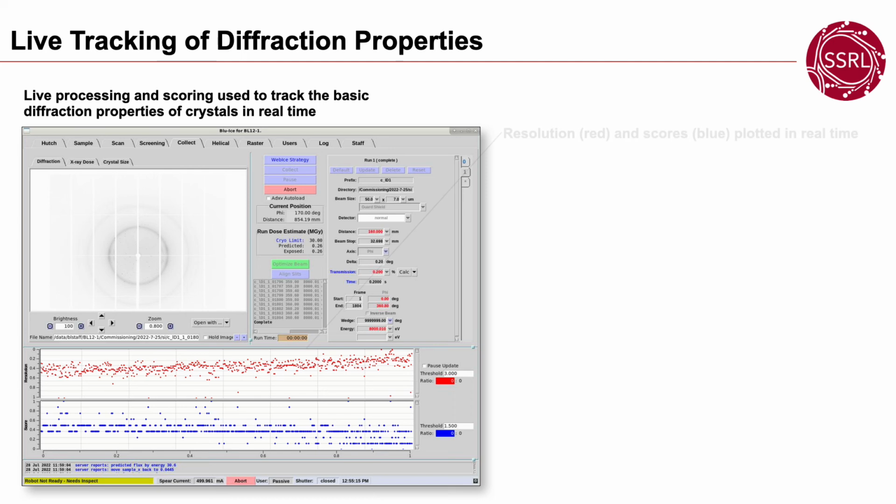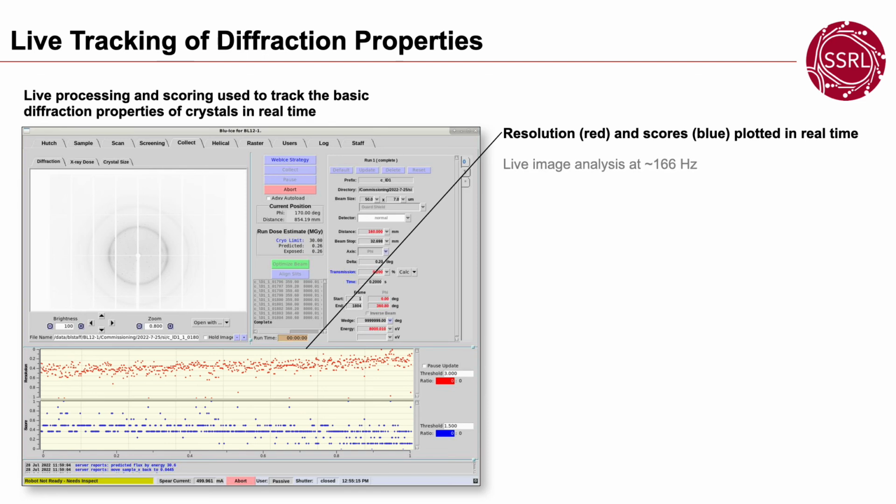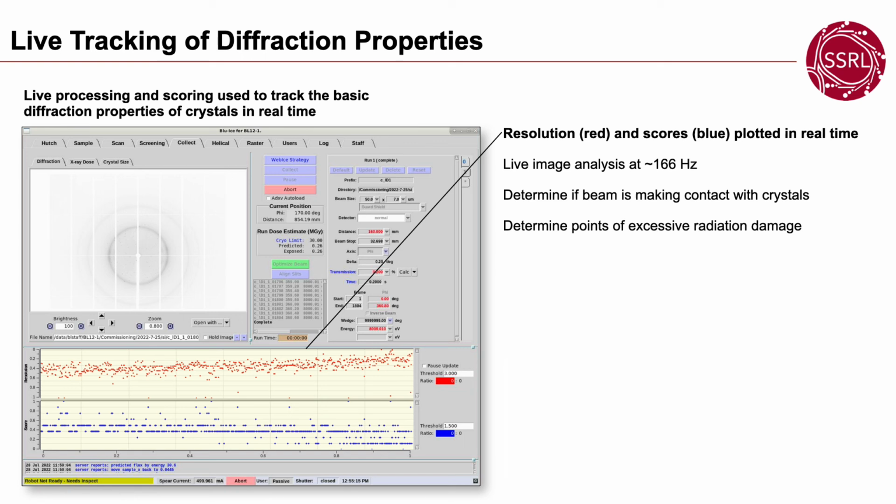Results are shown in a chart. On this chart here, you can see in red, the resolution is plotted by every collected frame, and in blue is an image quality score. These are plotted in real time, allowing users to evaluate their results. We can do this at speeds of up to 166 images per second. Users can thus determine if they're getting any diffraction from their crystals, or, if they're doing a single crystal experiment, whether the crystal is soaking up too much radiation. The diffraction quality is pretty obvious at a glance, sometimes better than looking at actual diffraction images.